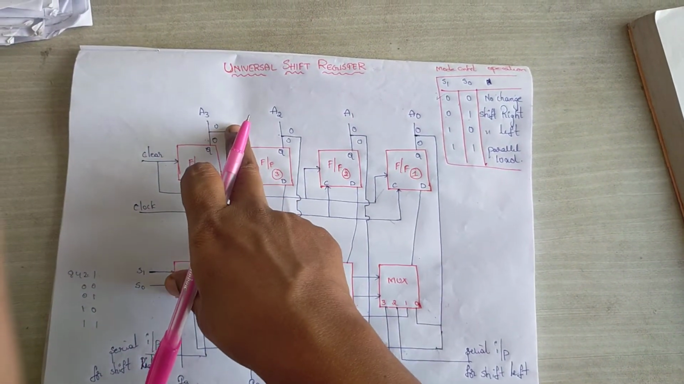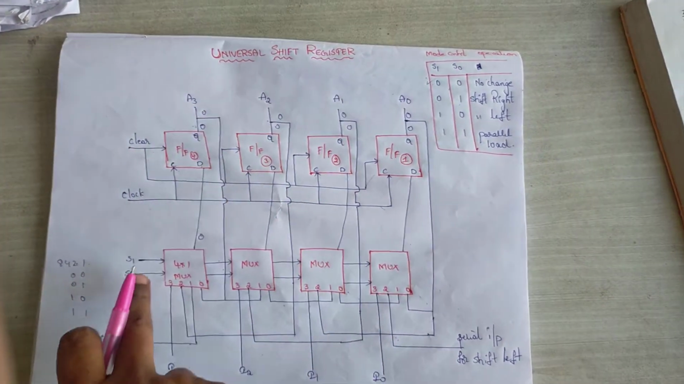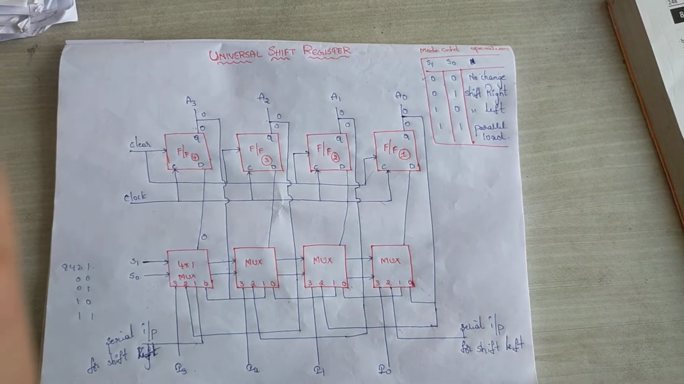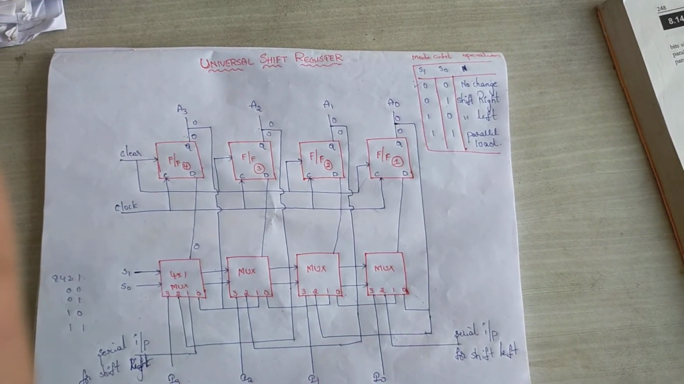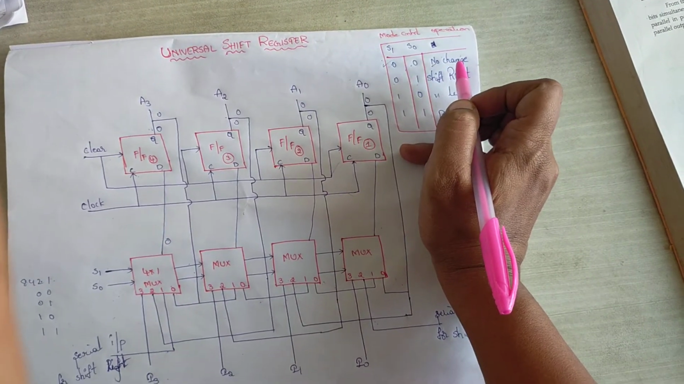What was the previous input? Before starting this, we are clearing this. The outputs are 0, 0. After applying S1, S0, the outputs are again 0, 0. So for 0, 0 input, the output is no change.